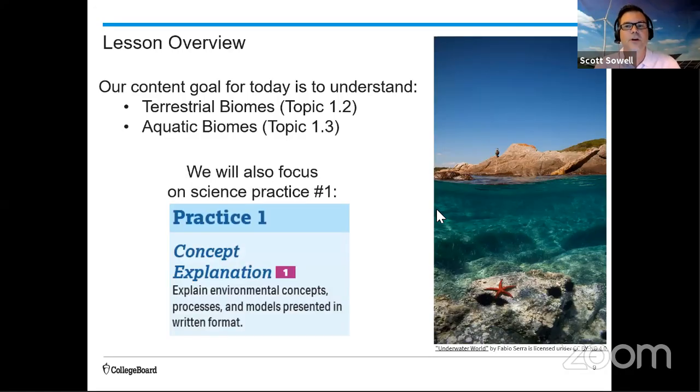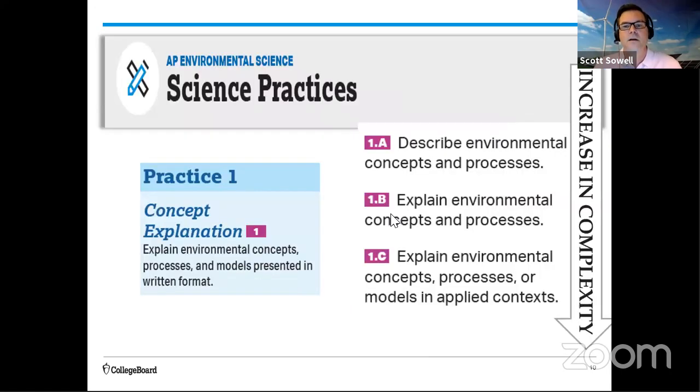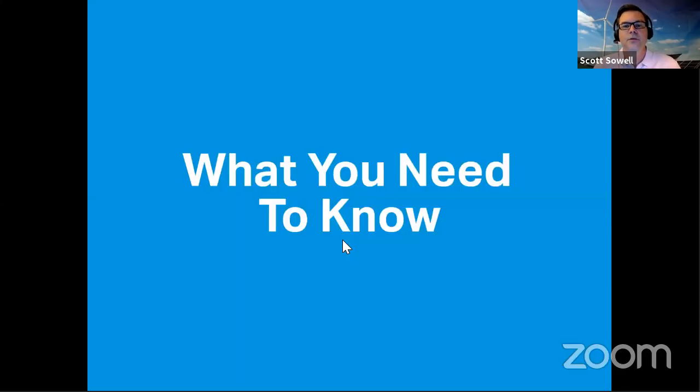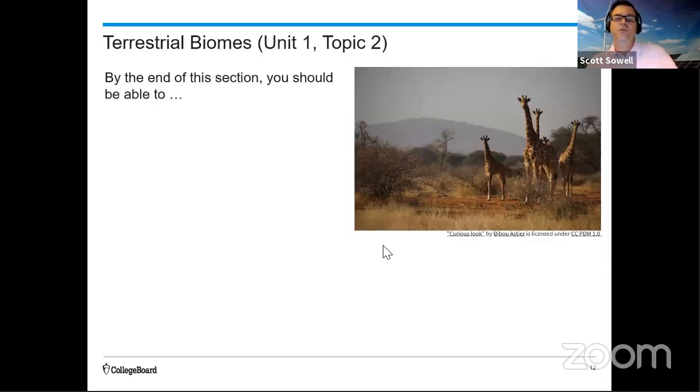Particularly, we're going to focus on practice number 1, concept explanation. This is your ability to explain environmental concepts in contexts. We'll come back to this practice toward the end. So what do you need to know? This is Unit 1, Topic 2 and Topic 3. Topic 2 is the terrestrial, Topic 3 is the aquatic. Actually, all the aquatic, marine and freshwater.